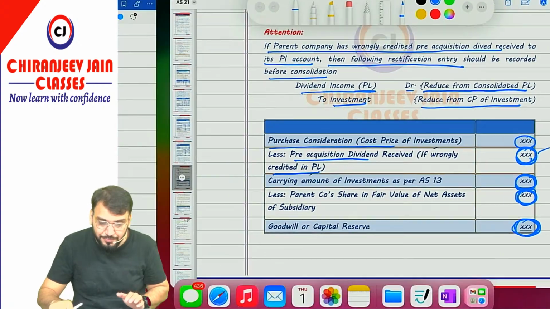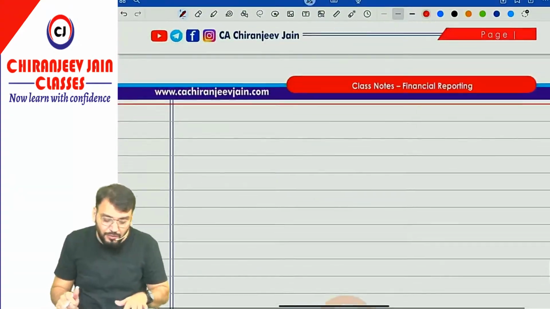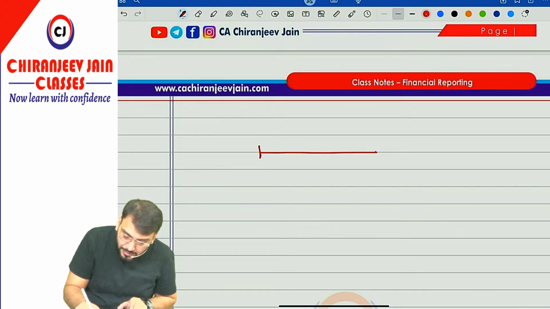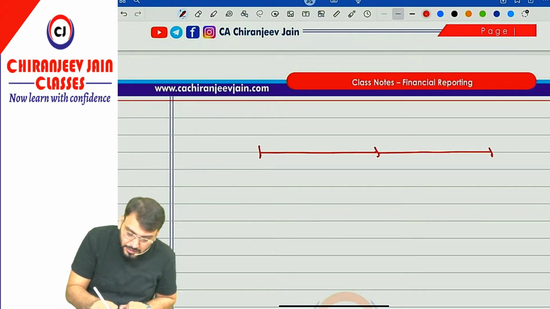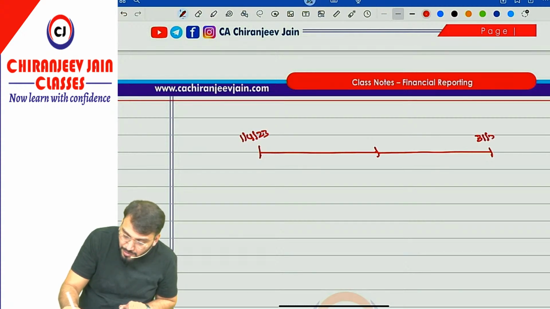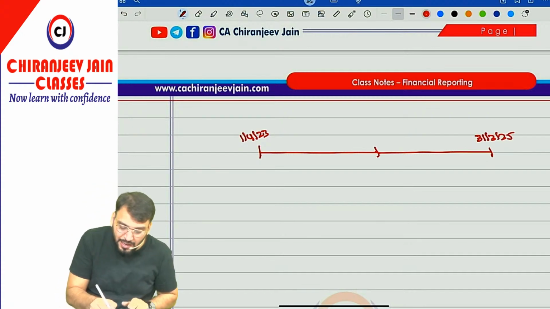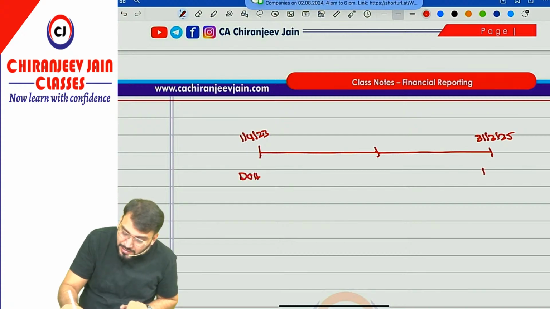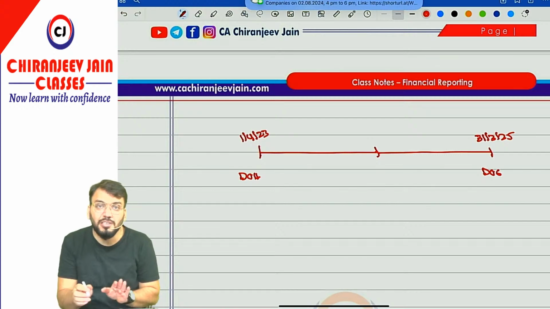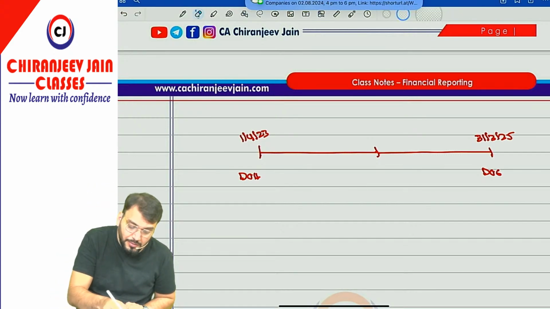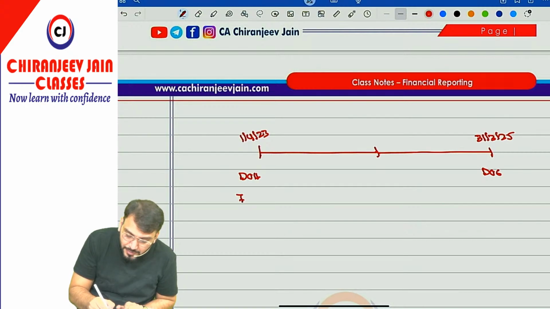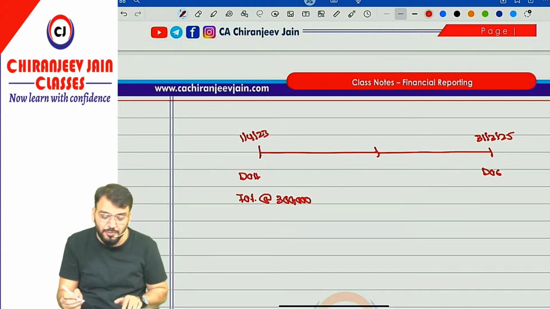Let me explain with one question. Suppose this is 1/4/2023 and this is 31st March 2025. For simplicity, I will write the date of acquisition here and the date of consolidation here, which means there is no time adjustment required. They have acquired 70% of equity shares by payment of 3 lakh, which becomes the cost price of investment.